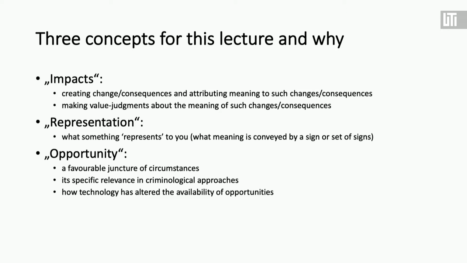So I've listed here three concepts, three terms, which will be central throughout the lecture. So first, impacts. We won't be dealing with the physics-related meaning of impacts. We will be discussing change and observing change and attributing meaning to these changes. The second is representations, which is also important. Now, which signs or sets of signs create what meaning and how. And the third term or concept is opportunity. Now, opportunity is opportunity, but it has a special significance for certain strands of criminological thought, and therefore it's necessary to bring it out here.